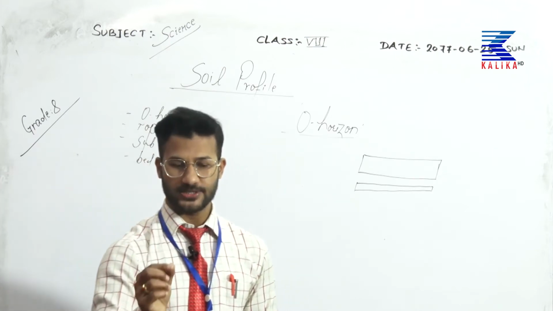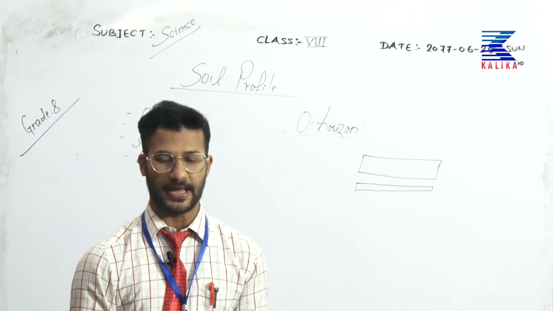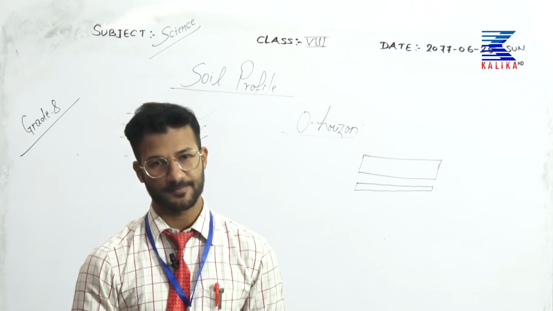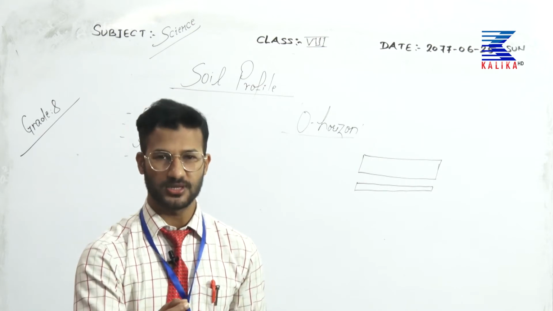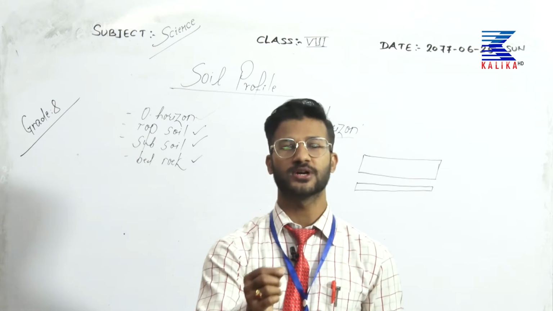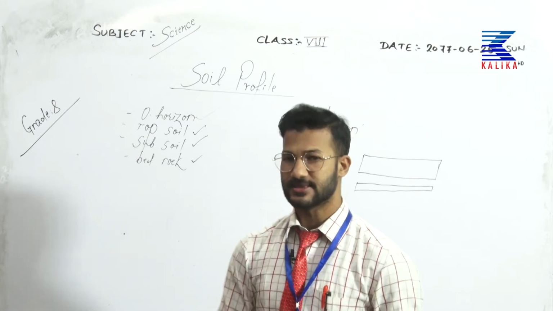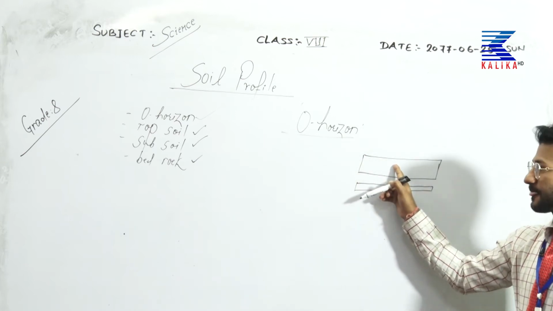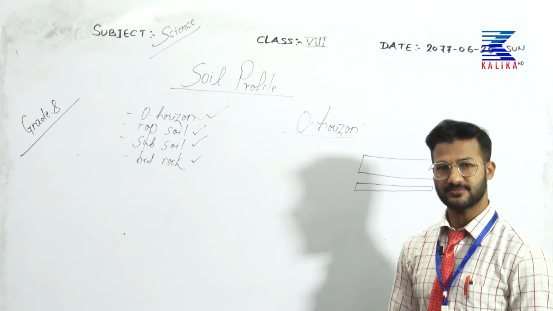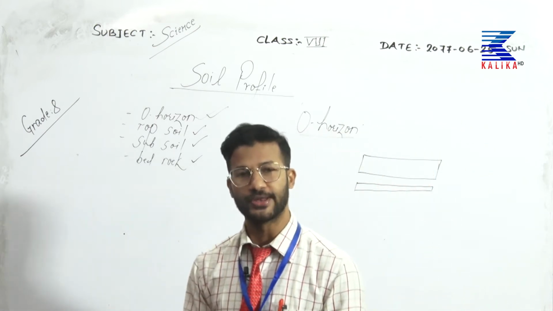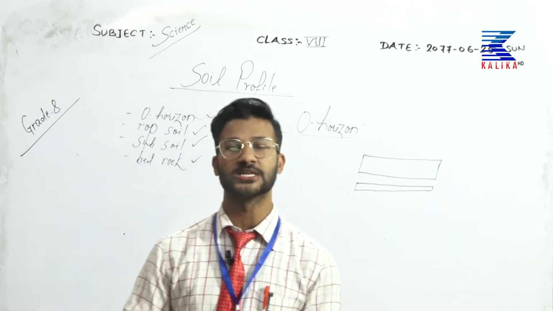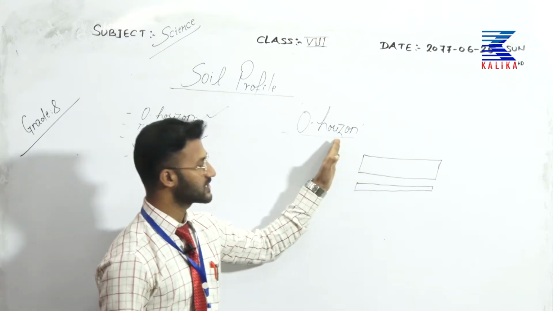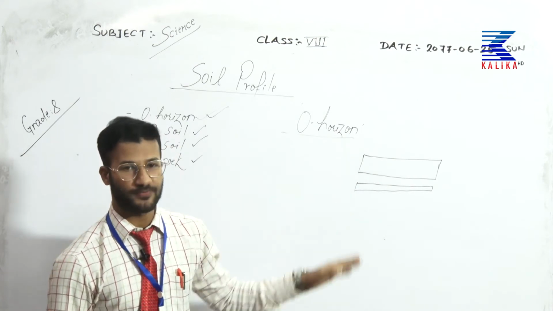When all these materials are completely decomposed by bacteria, fungi, earthworms, and other useful microbes, very useful and productive manure is formed. That manure is richly supplied in this O horizon. That is why plants grow very well there. Their productivity increases.